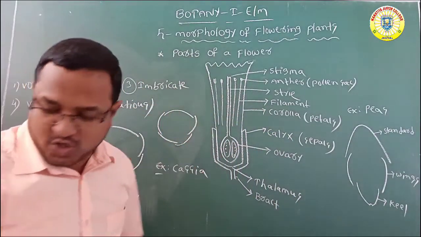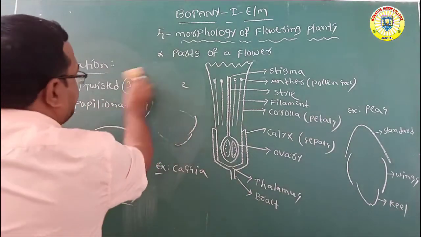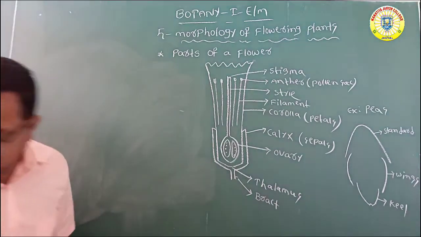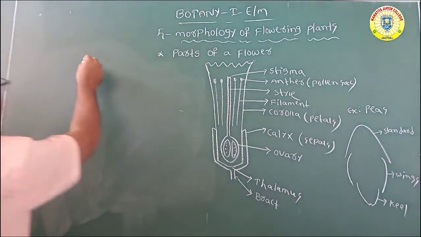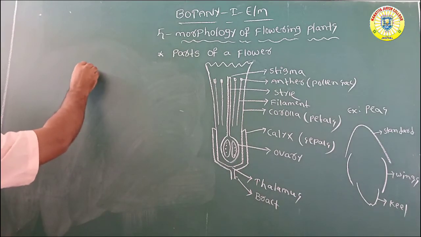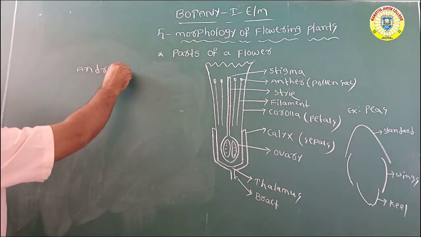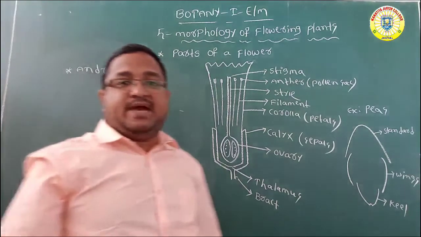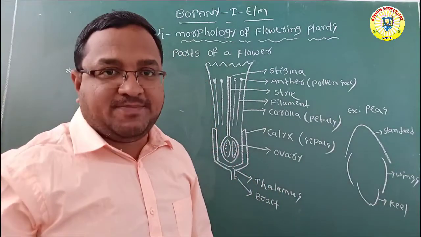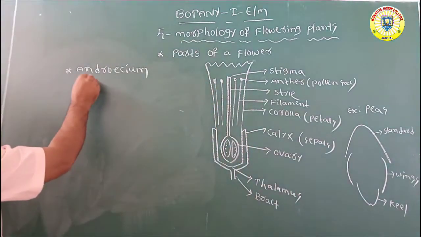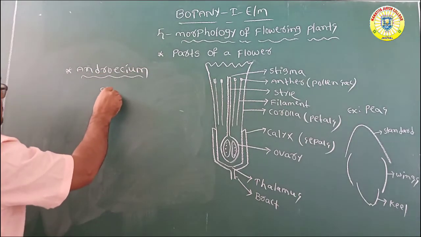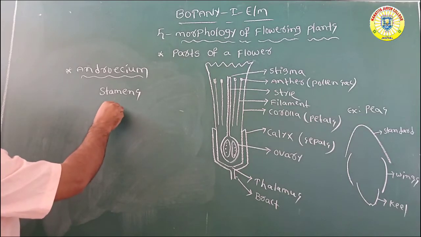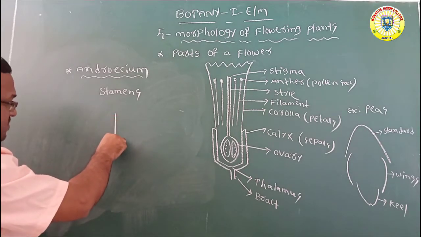Now we are going to start the third floral part. Third one, androecium. Androecium is the male reproductive part of the flower. Androecium is composed of stamens. Here you can see androecium is composed of stamens.